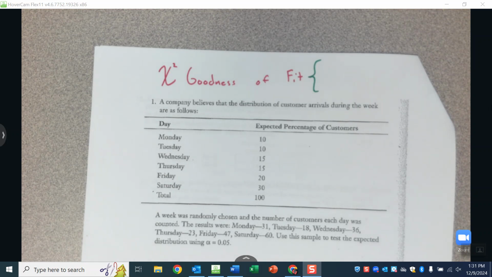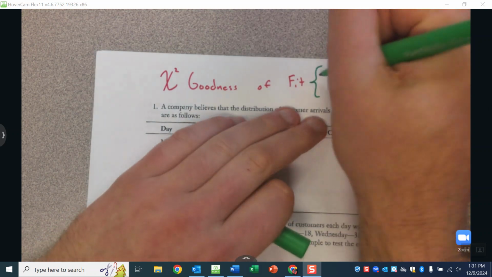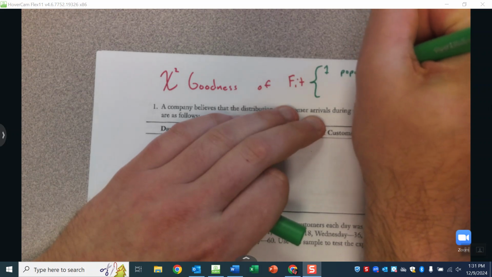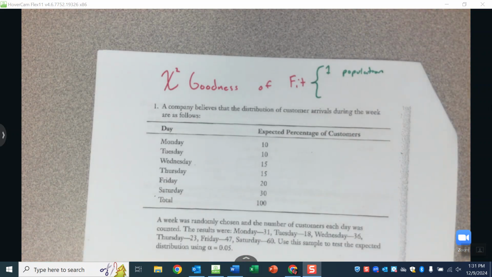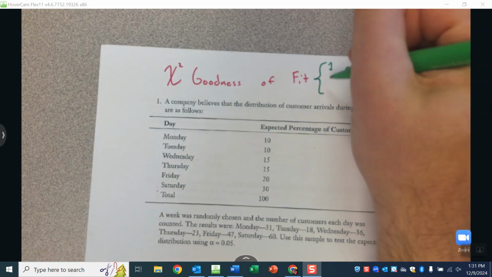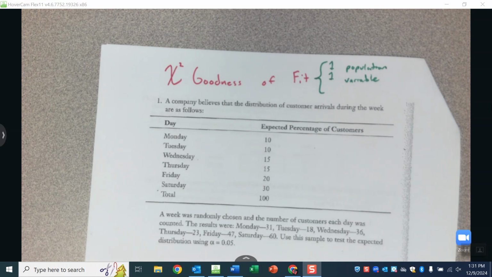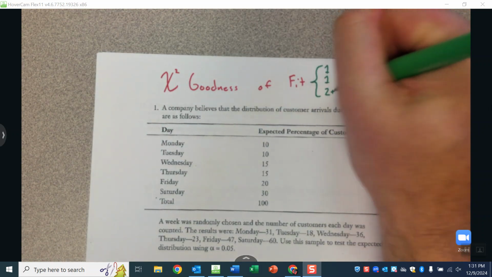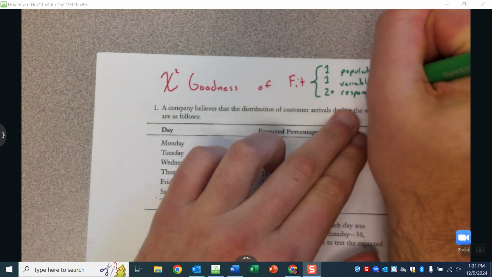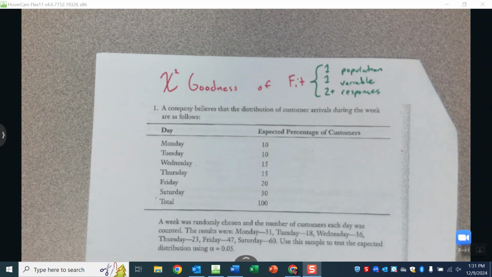So this type of test we're going to be using when we're studying one group, so one population. We're not comparing 2 groups, we're only looking at one group. We are only looking at one variable, so we're only asking one question. In this case, it's what day of the week do you visit this store? And that variable has multiple possible responses, so 2 or more. You could do it with just 2 responses, but it would be kind of silly. You could just do a z-test if you only had 2 response types. Here we've got 6 potential responses.